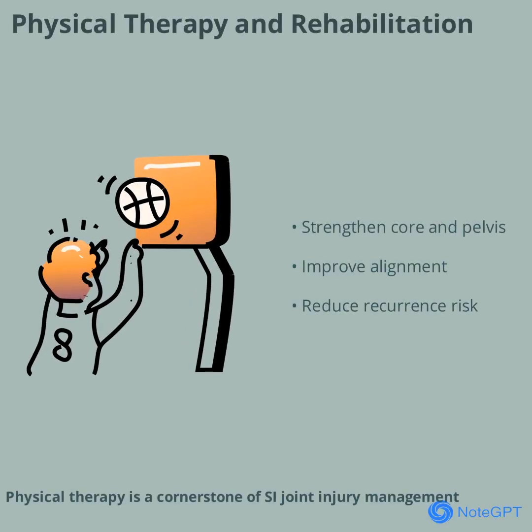Physical therapy is a cornerstone of SI joint injury management. Therapists focus on strengthening the transversus abdominis, oblique muscles, gluteals, and other pelvic stabilizers. Neuromuscular re-education and proprioceptive training help restore alignment and reduce strain on the joint. Flexibility exercises and manual therapy can further enhance mobility and comfort. For many patients, a tailored rehabilitation program leads to significant improvement and long-term relief.